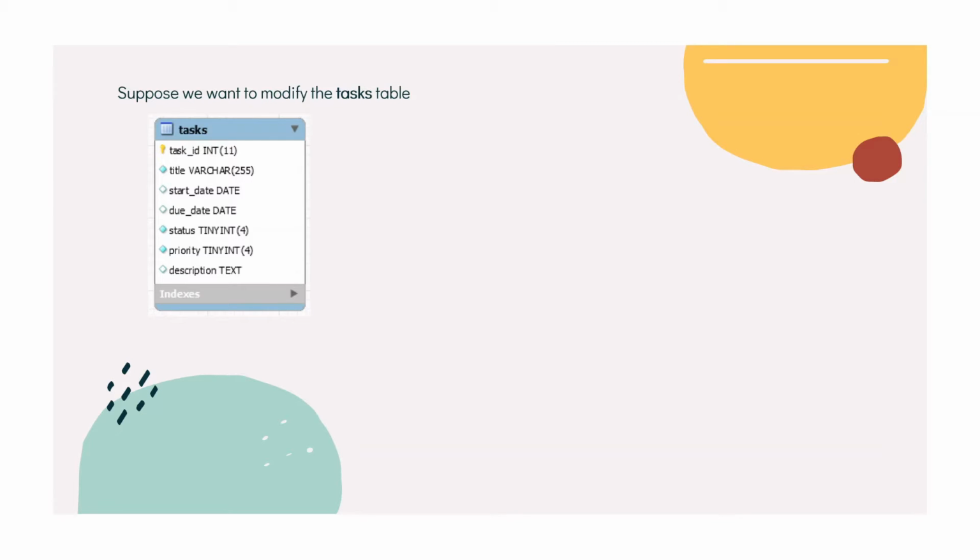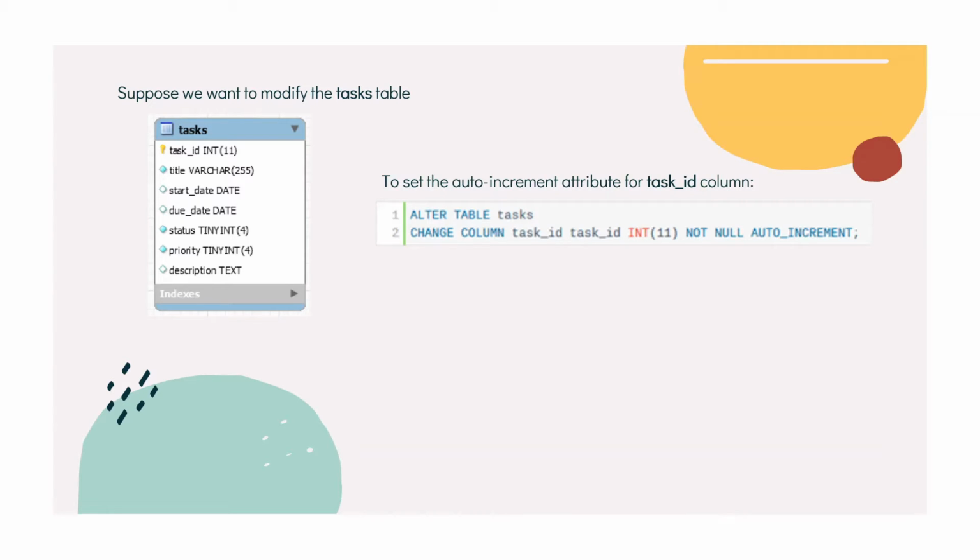Suppose we want to modify the tasks table that we created before. For example, if we want to set the auto increment attribute for the task ID column, so the value of the task ID column increases automatically one by one whenever we insert a new row in the task table, we can use the statement as follows. Alter table task, change column, and then the specific column that we want to change, that is task ID, and the new rule for task ID is integer 11, set to not null and auto increment.